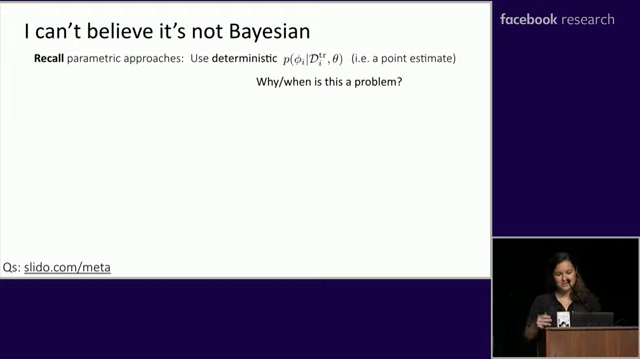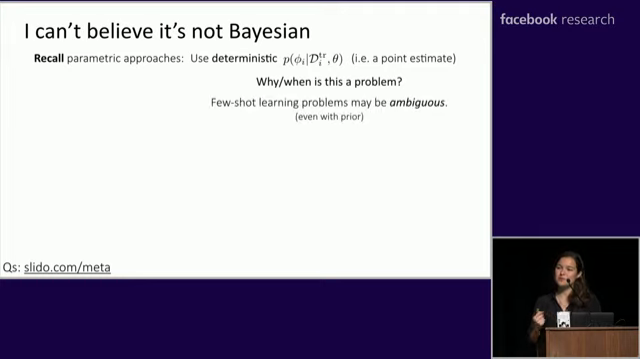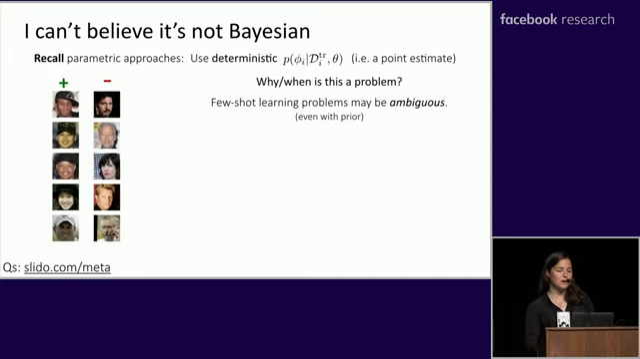Like we don't really need Bayesian things. But there are many situations where it actually is useful to be representing a distribution over the potential functions that we might be encountering. In particular, because few-shot learning problems only have a small number of data points, they may be ambiguous even when you do have a prior.